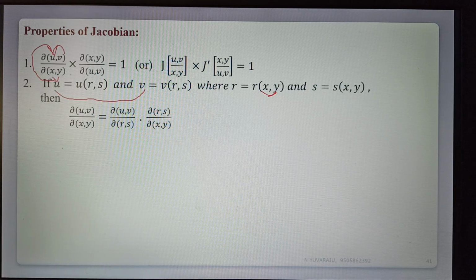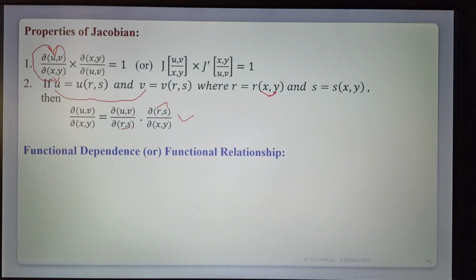∂(u,v)/∂(x,y) is equal to, first, the Jacobian ∂(u,v) with respect to (r,s) into the next Jacobian of (r,s) with respect to (x,y). This is the second property of the Jacobian. Next definition: functional dependence or functional relationship.